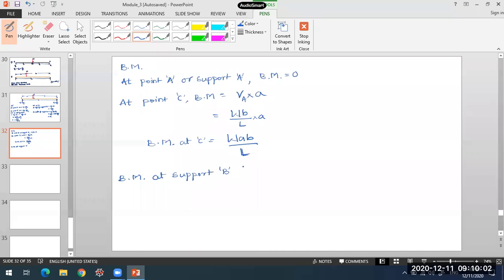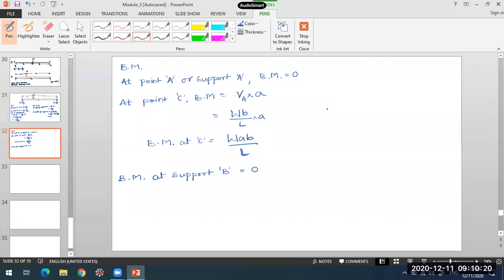Okay. And later, the bending moment at, sorry, it is support B. So that will reduce to 0. Even by calculation also, this should come to 0. Okay. So you can try calculating that. It has to come to 0. And if you check, this will be the maximum bending moment in this beam.